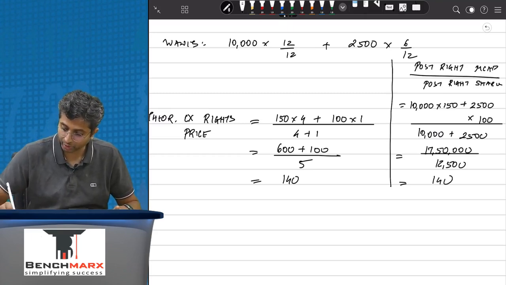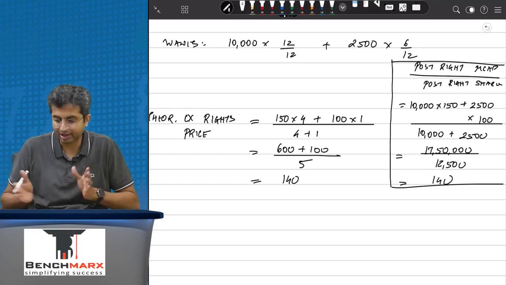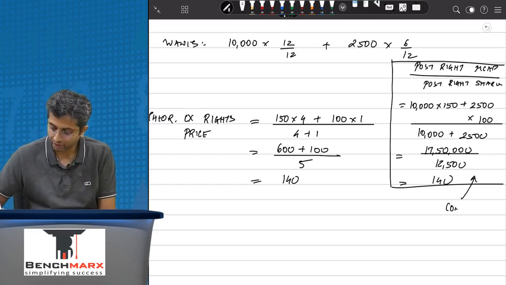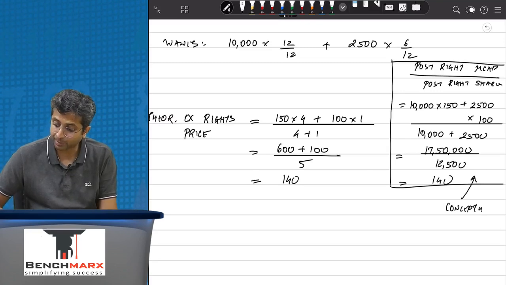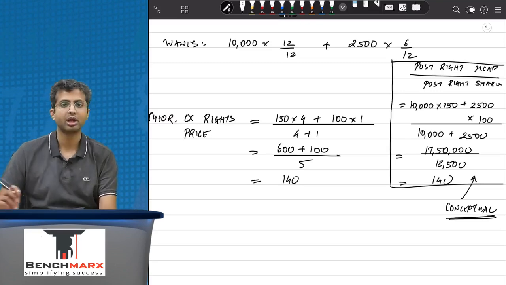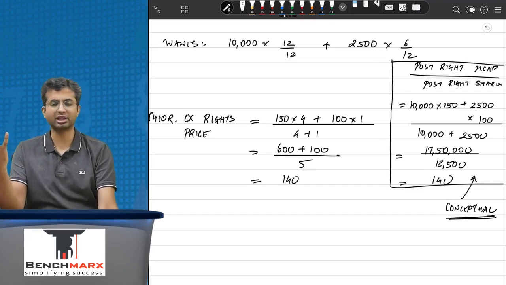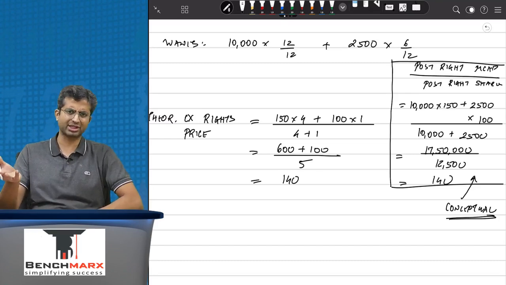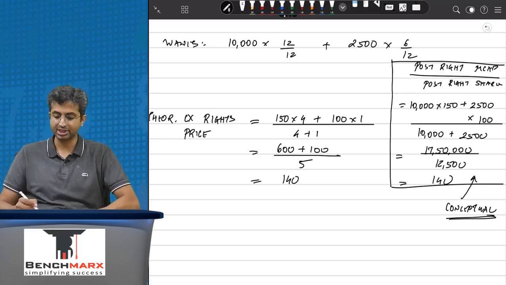This, according to me, is the best conceptual way to calculate any post issue value. You take the post issue market value of the entire business divided by the total number of shares, and that will give you the X rights price or the post rights price.